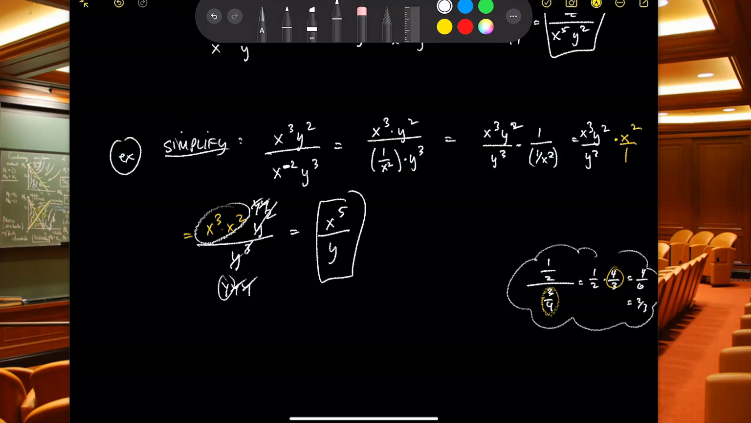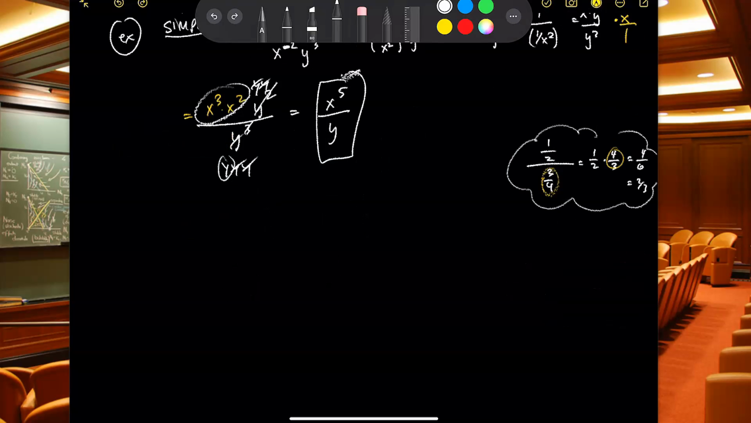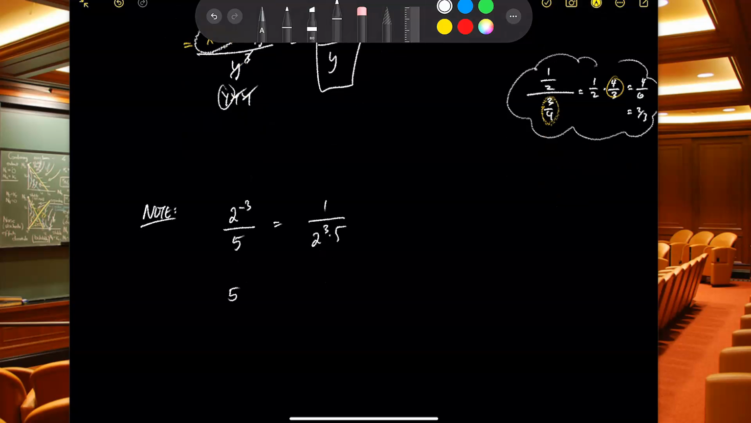So, what did we learn? If you have a negative exponent in the denominator or in the numerator, it really just means that it is the reciprocal of where it is currently living. So just kind of note this, that, you know, if I have 2 to the minus third over 5, this is really 1 over 2 to the third times 5. And if I have 5 over 2 to the negative third, this is really equal to 5 times 2 to the third over 1.